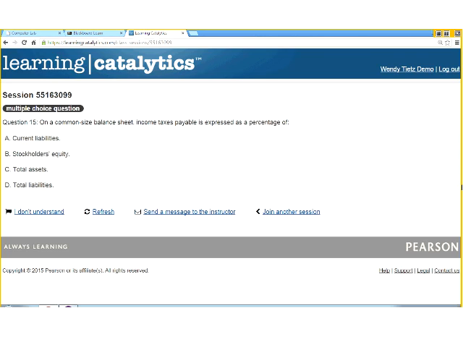Okay, so I'm giving you the answer here. There's a lot of people that need to change their answer. So total assets, balance sheet, total assets.